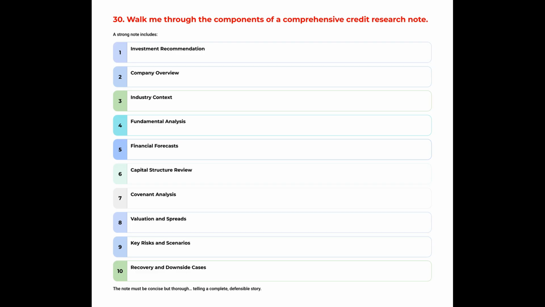Walk me through the components of a comprehensive credit research note. A strong note includes investment recommendation, company overview, industry context, fundamental analysis, financial forecasts, capital structure review, covenant analysis, valuation and spreads, key risks and scenarios, recovery and downside cases. The note must be concise but thorough, telling a complete, defensible story.